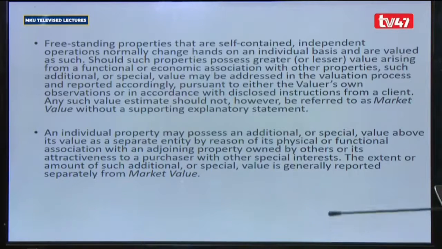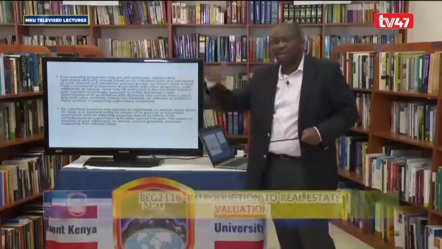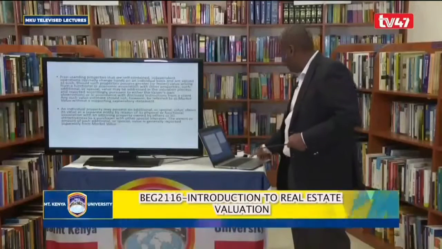functions. A property could possess additional or special value above its value separate from the entity, by reason of its location or its functional association to adjoining property or others, and this could bring attractiveness to the buyer. And therefore, beyond the utility that is seen from similar properties, it could have higher utility, therefore higher value.